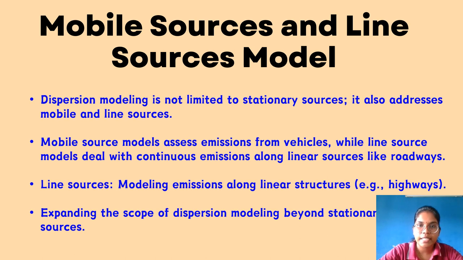Mobile sources and line sources model. Dispersion modeling is not limited to stationary sources. It also addresses mobile and line sources. Mobile source models assess emissions from vehicles, while line source models deal with continuous emission along linear sources like roadways. Line sources model emission along linear structures, for example from highways, expanding the scope of dispersion modeling beyond stationary point sources.